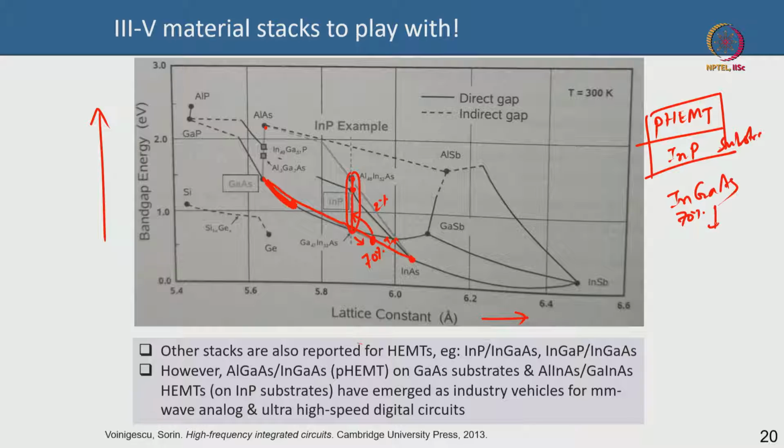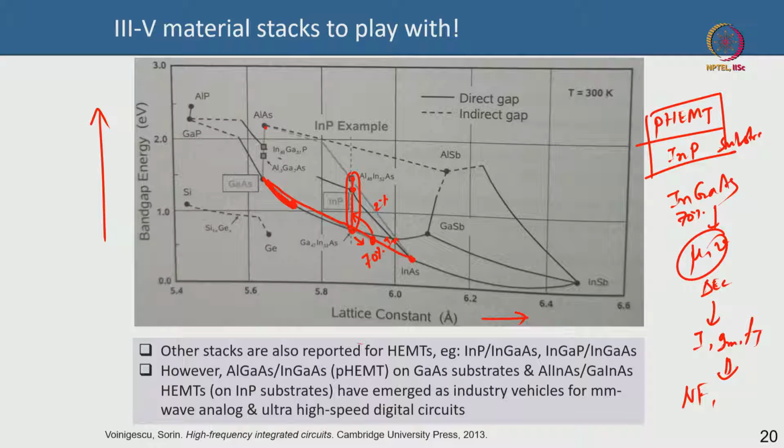Now, this will give you significantly higher mobility and velocity and delta EC. So, you are going to get crazy high current density, gm and fT, which means you are going to get really impressively good noise figures, for instance, or high speed digital performance. So, pseudomorphic HEMTs on indium phosphide substrates are also possible.